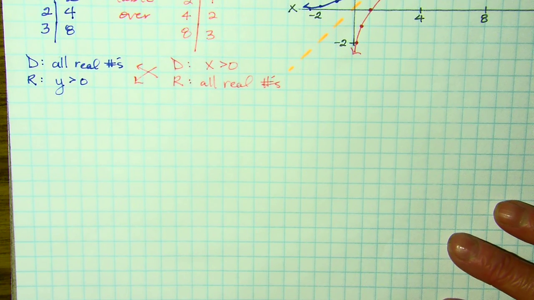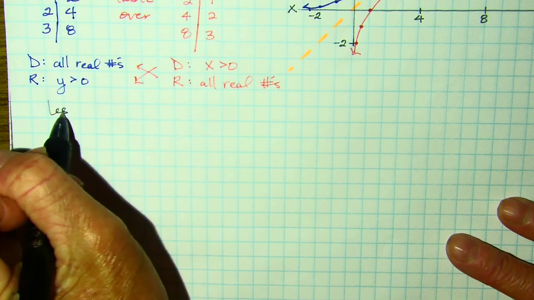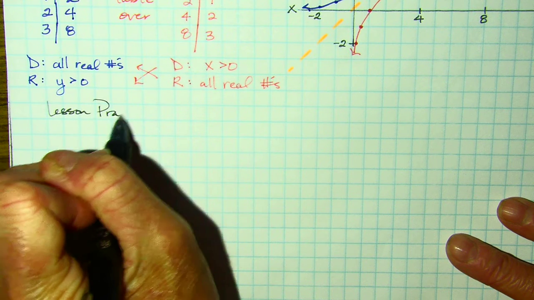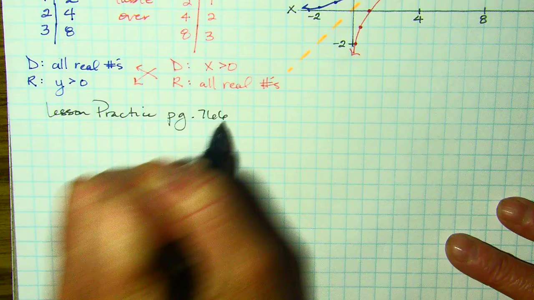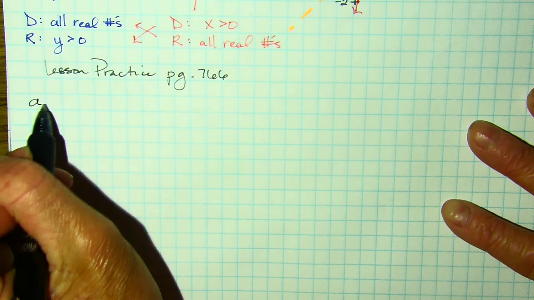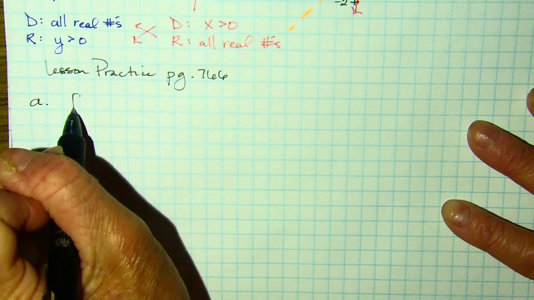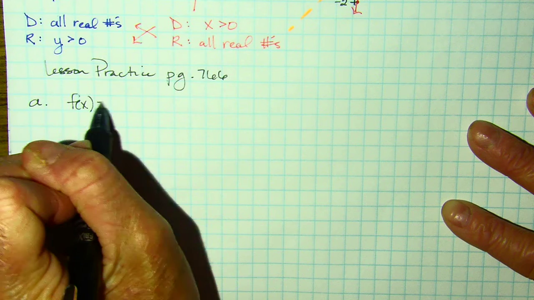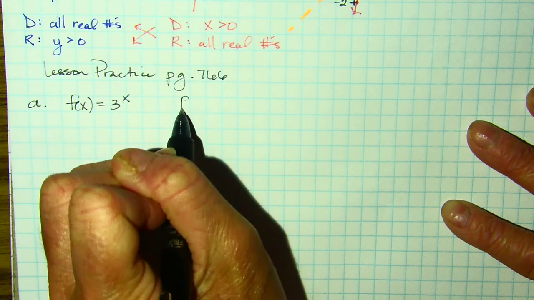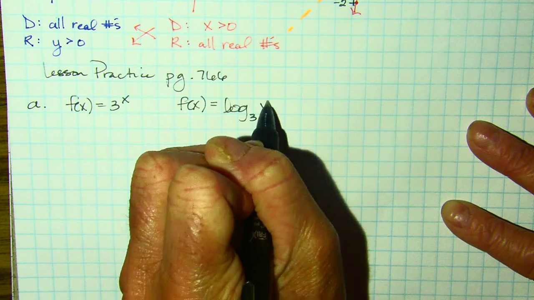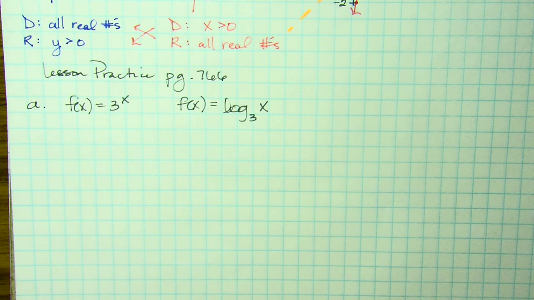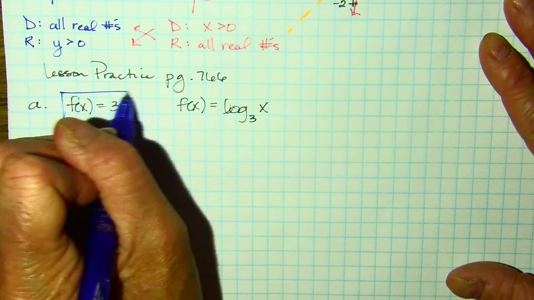So lesson practice is on page 766. In part A, they'd like us to graph f of x equals 3 to the x and f of x equals log base 3 of x. And so I'm going to do the same thing. I'm going to do this in blue.